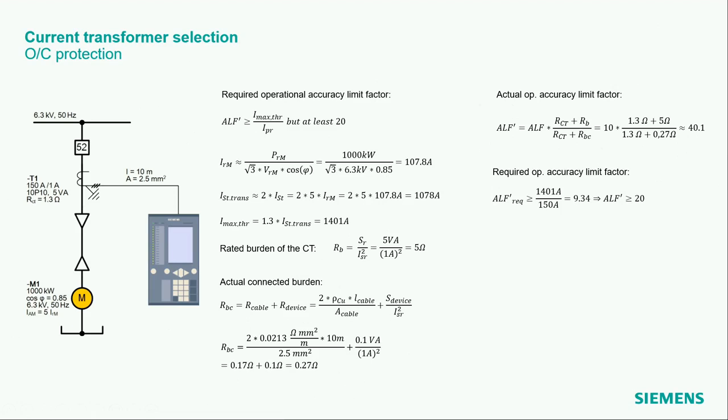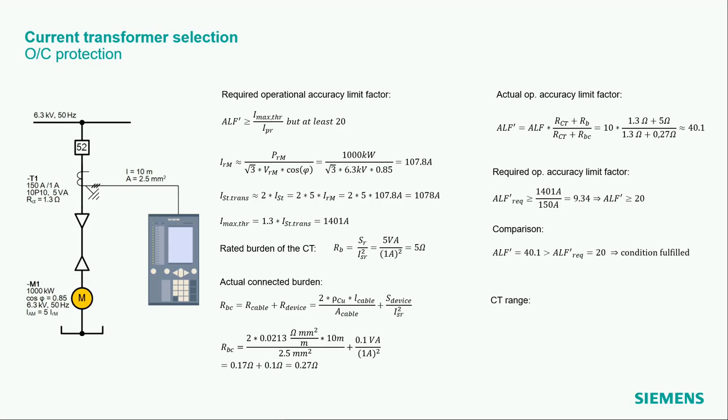This is what we can calculate from the first term here, 1,400 divided by 150, it's 9.3, but it should be at least 20. So here the 20 wins, so it must be bigger than or equal to 20. And we make the comparison. So we have an ALF' of 40.1, we need only 20. So we can fulfill the requirement and everything is fine with this CT.